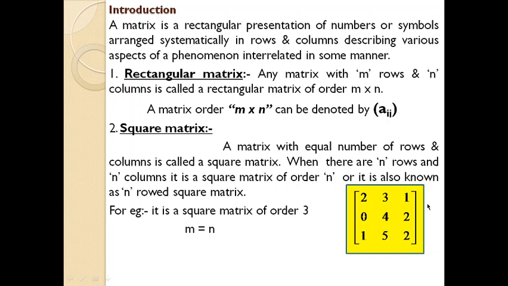If it has 4 rows and 4 columns, we can say that the matrix is of order 4. So in the case of a square matrix, you need not specify m into n. You just need to specify the number, the common number of rows and columns. That's how you represent a square matrix. So remember how to represent a rectangular matrix as well as a square matrix. I hope you understand the concept.